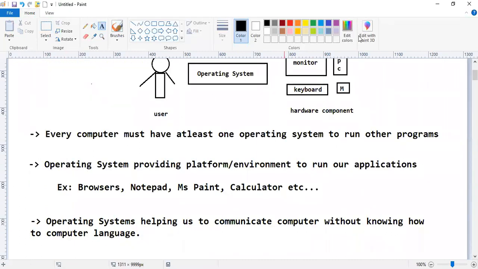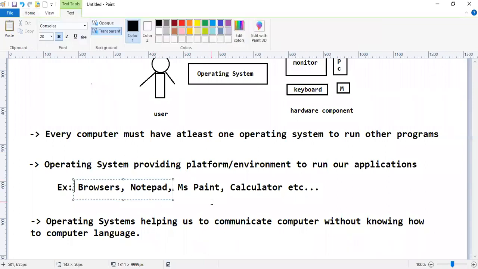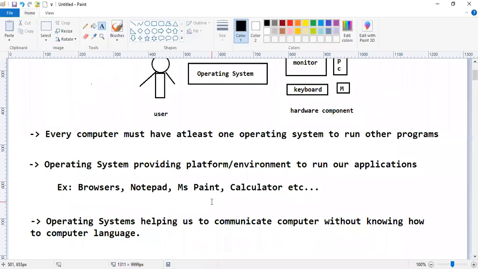Now, what do you mean by other programs or applications? Browser is one application we are using. If you want to open Facebook in your computer, you will open the browser. In the browser, you will type the URL. If you want to write some notes, then you will go for Notepad to write the data. If you want to draw some diagram, then you will go for Paint. If you want to do some calculations, you will go for a calculator. All these are applications which are available in the computer, and we are using these applications.